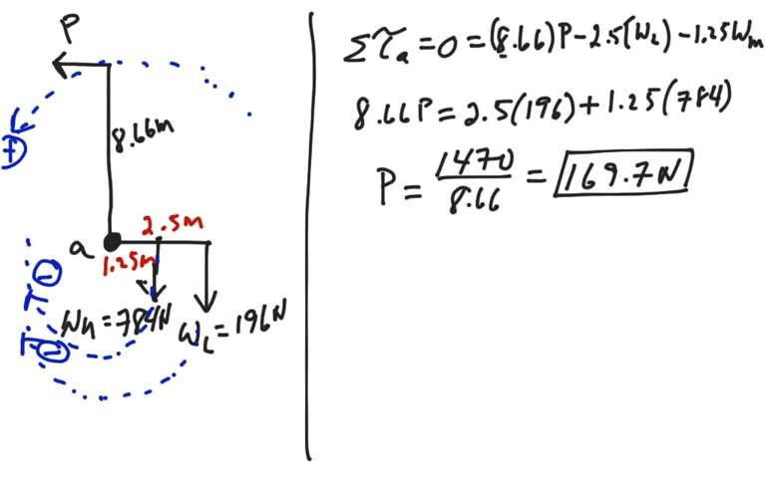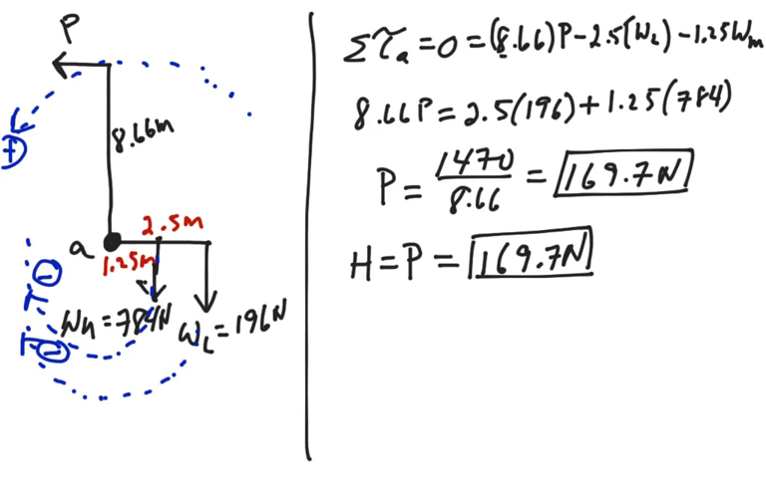Nice to know. I've always wanted to know that, but we want to find the frictional force of the ground on the ladder. But we already proved that the horizontal component of the ground on the ladder is equal to P, and that is our frictional force of the ground on the ladder. So that is equal to 169.7 newtons, and that is the force that we want. So the frictional force of the ground on the foot of the ladder is 169.7 newtons.